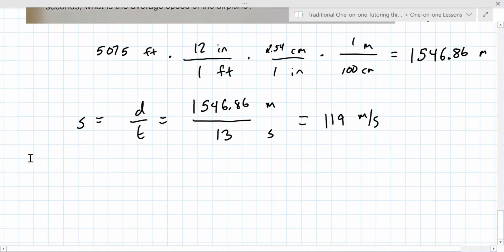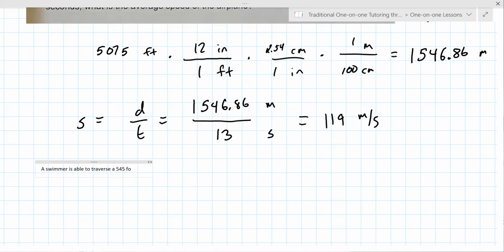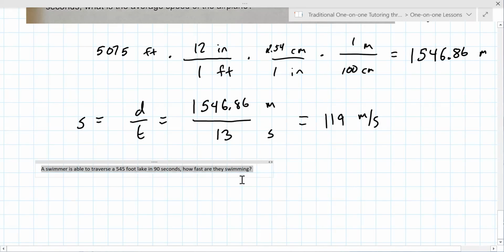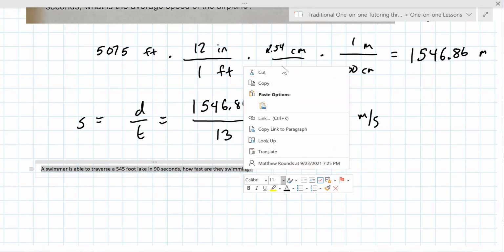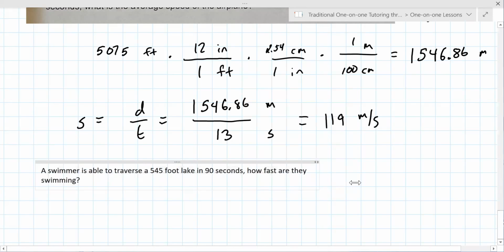Let's do one more like this. So let me make it up here. A swimmer is able to traverse a 545 foot lake in 90 seconds. How fast are they swimming? This is really similar. It's the same units. It's the same given values, meaning I'm giving you the distance and the time. So go ahead and try coming up with the correct answer there, please.